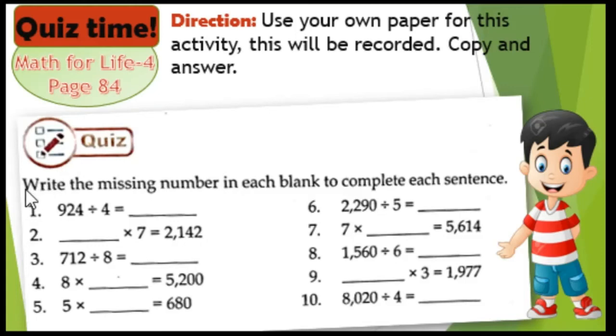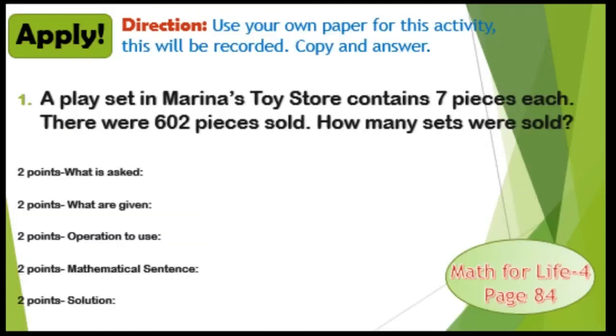What you're going to do with your activity? Write the missing number in each blank to complete each sentence. You have to answer from 1 up to 10. For your next activity, direction: use your own paper for this worksheet. This will be recorded. You have to copy first and then answer.